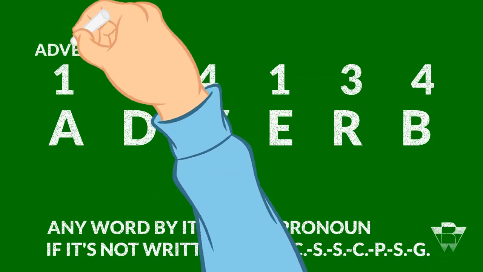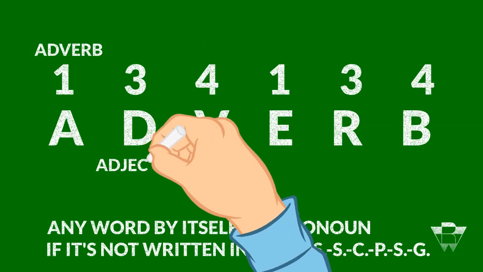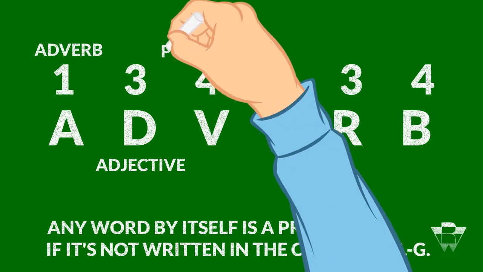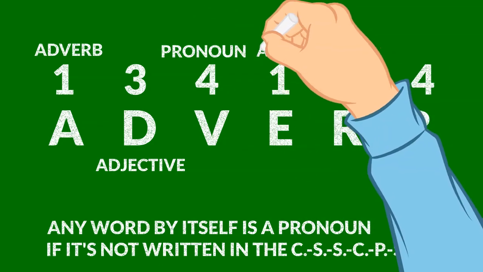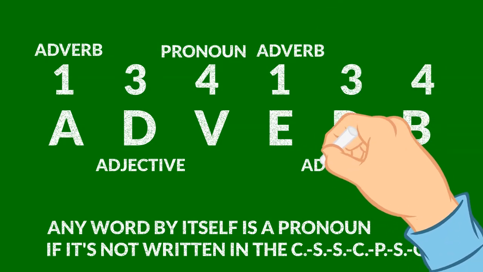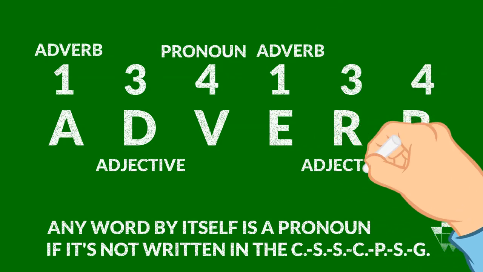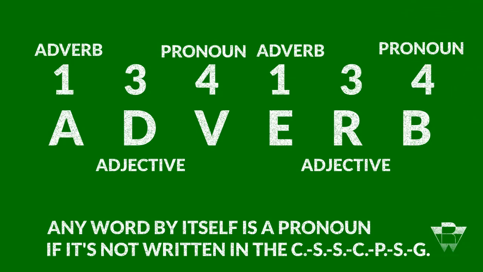So when you look at the word, now all of a sudden, A becomes an adverb, D becomes an adjective, V becomes a pronoun, E becomes an adverb, R becomes an adjective, and B becomes a pronoun. So in these scenarios, vowels are syntaxed as non-tangible contract words, as non-fact-based terms.